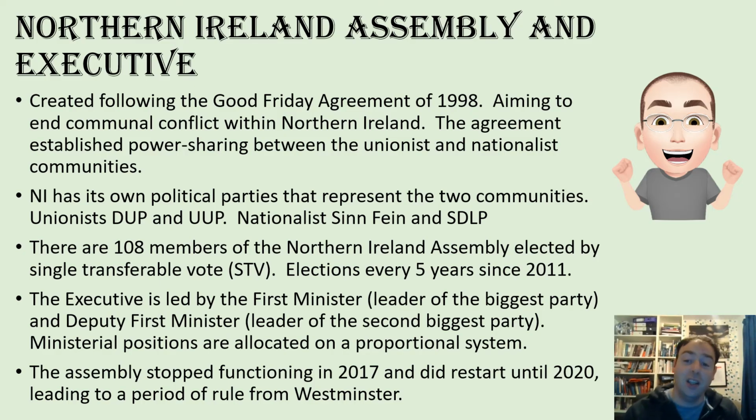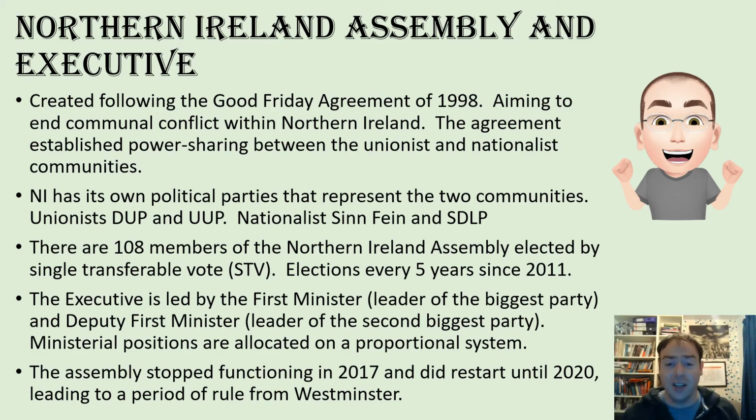And the idea of STV is it gives really proportional outcomes, and that means that you've got proportional representation of the two communities. The executive, then, this has also got a degree of proportionality in it, which is a really interesting idea in the way that it's run. So the executive is led by the First Minister, who is the leader of the biggest party in the Assembly. The Deputy First Minister is the leader of the second biggest party. And what's generally happened is that the leader of the biggest party has been from the Unionist community. The Deputy First Minister has then been from a nationalist party. And then ministerial positions are allocated on a proportional system.